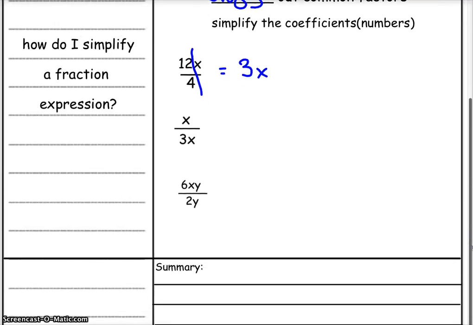What can I cross out on this next one? What's on the top and on the bottom? X. So I can cross the x's out. Do I have a 0 on top? No, it's a 1. Remember, 1 is super shy. 1 only comes out when 1 absolutely has to, and we're like, sorry, 1, you have to come out here. So that turns into 1 over 3.